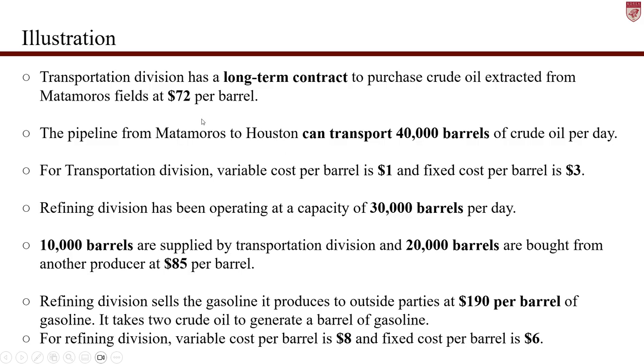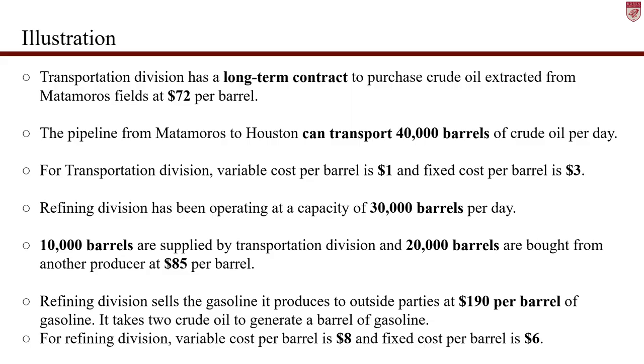Okay, so we're going to look at several illustrations. First, let's look at the transportation division side. The transportation division has a long-term contract. Let's say it's a 3 to 5 year contract where they purchase the crude oil from Matamoros fields at $72 per barrel. And then the pipeline from Matamoros to Houston can transport 40,000 barrels of crude oil per day, which means the capacity of the transportation division at a daily level is 40,000 barrels of crude oil. For the transportation division, they incur costs when they transport such crude oil to Houston: variable cost per barrel of $1 and fixed cost per barrel of $3.